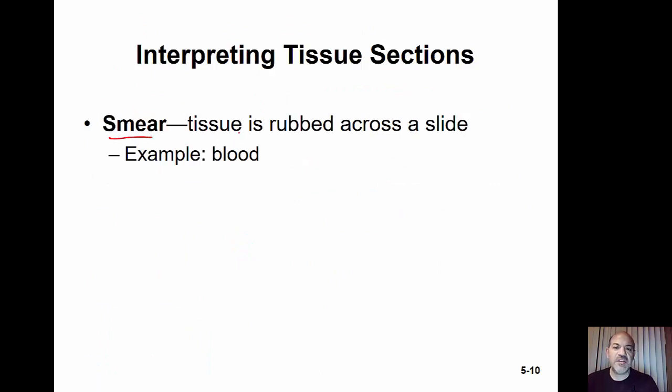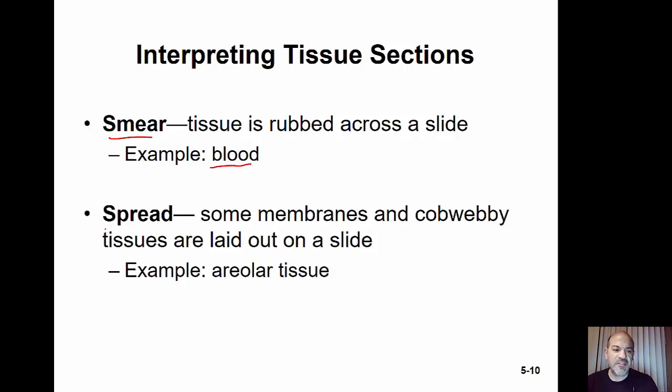A smear is when a tissue is just rubbed across a slide. For example, blood is a liquid, so we just rub it across a slide, and then we look at the slide under the microscope. That would be called a smear. And then we have a spread. A spread is like when we get some kind of a membrane that's fibrous and cobwebby, and we just lay it down on the slide. An example would be areolar tissue. And so that would be called a spread.